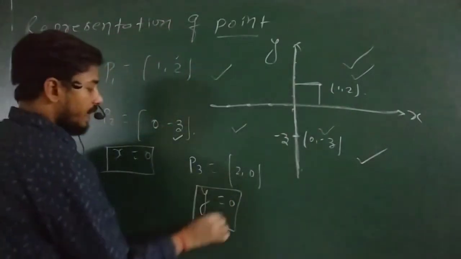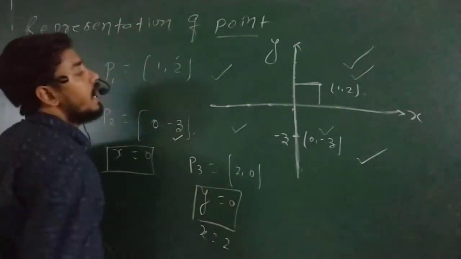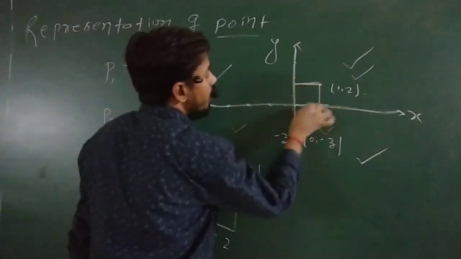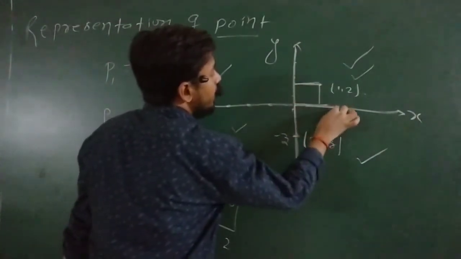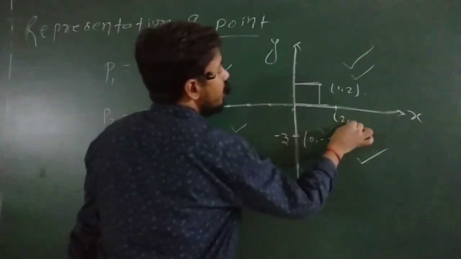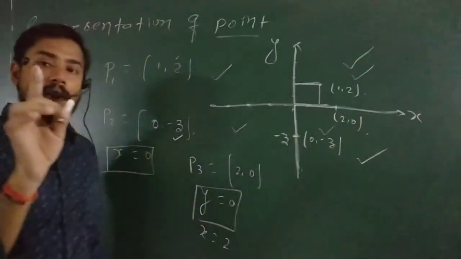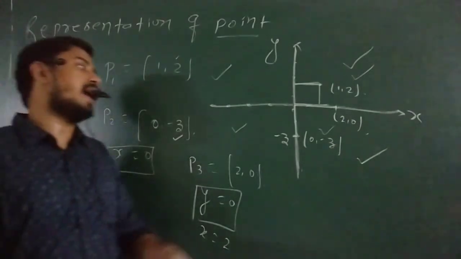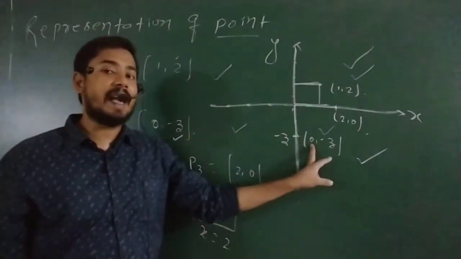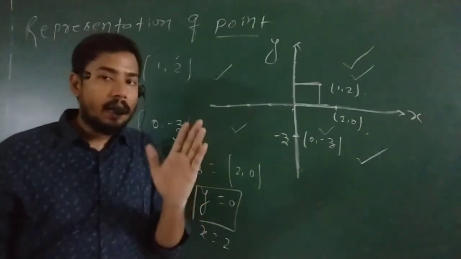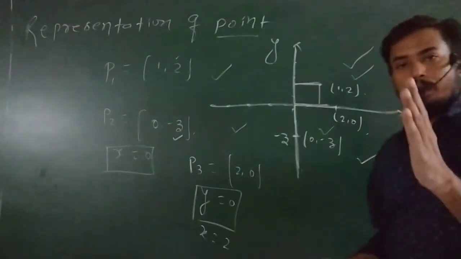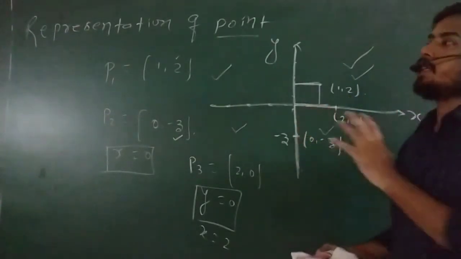But x is equal to what? 2. X is equal to 2, it means from here this is the perpendicular distance. Suppose that this is 2. So this becomes (2, 0). So whenever a point lies on the x-axis, its y coordinate will be 0. Whenever a point lies on the y-axis, its x coordinate will be 0. Now I think you understood how to represent a point, right?